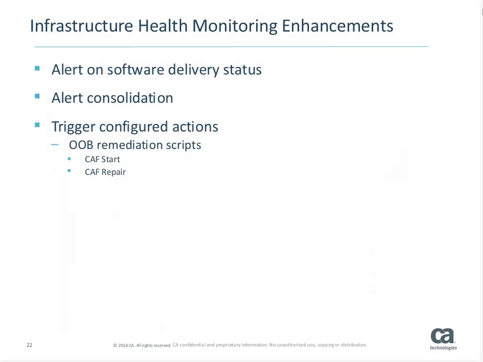Infrastructure health monitoring enhancements. For those of you who have used 12.8, you're already familiar that we added health monitoring in 12.8, but what we've added in 12.9 is the health monitoring agent can now take remediation actions. We've also added the alert of software delivery status, alert consolidation. So if you get multiple alerts, let's say a scalability server's down, you're going to have 1,000 agents telling you a scalability server's down. You're going to get consolidation from that. So you wouldn't get 1,000 alerts, you'll get 1 alert.